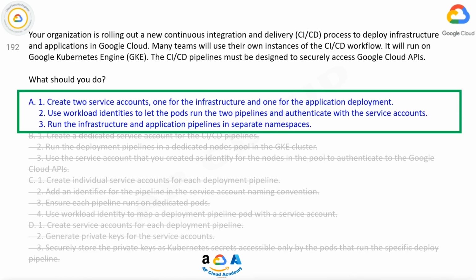The correct answer is A. 1. Create 2 service accounts, one for the infrastructure and one for the application deployment. 2. Use workload identities to let the pods that run the 2 pipelines authenticate with the service accounts. 3. Run the infrastructure and application pipelines in separate namespaces.